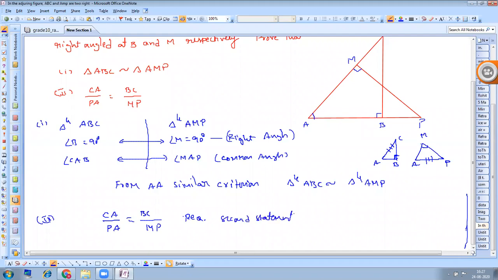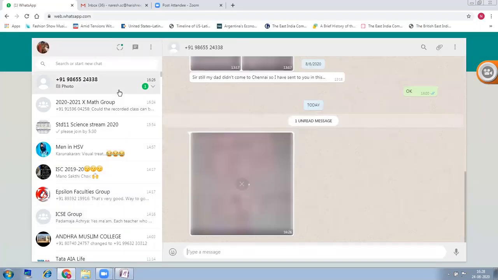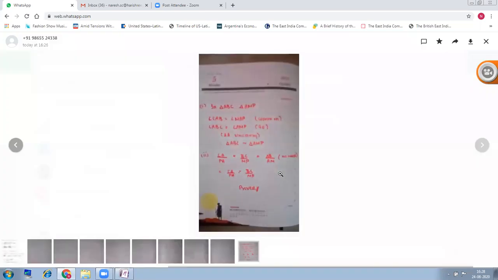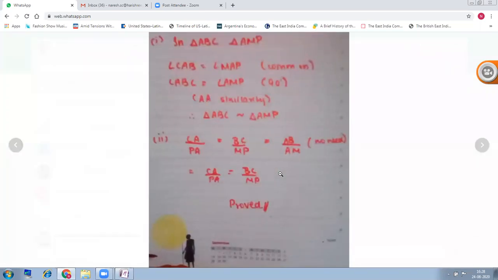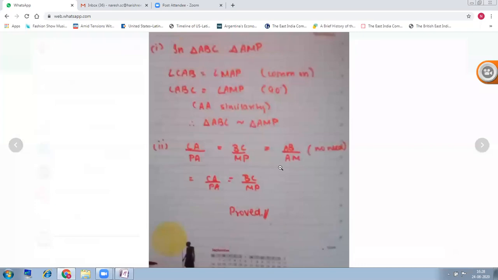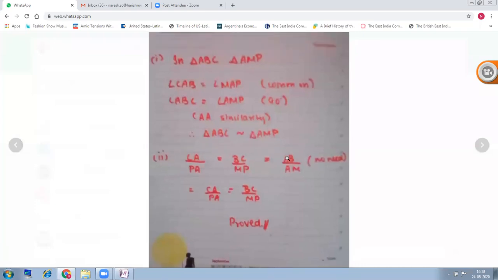Now we'll see, Amrita, done? Amrita, you only sent this one? No, sir, Hamsini sent. Hamsini, so same thing. She also sent the same procedure, so there will be no difference in the procedure. In the first one, she took the common angle and the 90 degrees angle. From the AA similarity, she proved both the triangles are similar. She took the ratios of the corresponding sides. In that, two ratios are enough to prove the second statement. Same way she completed. It's good.